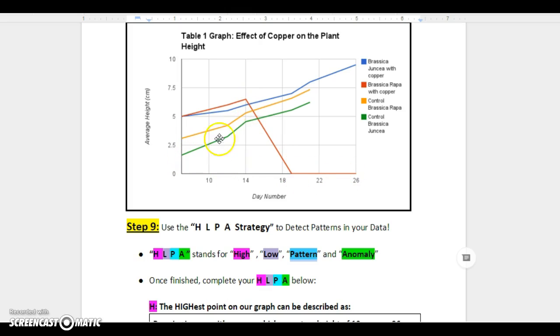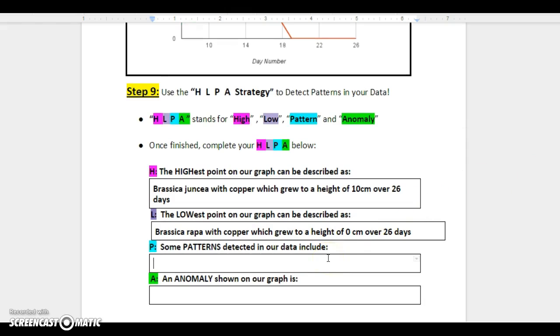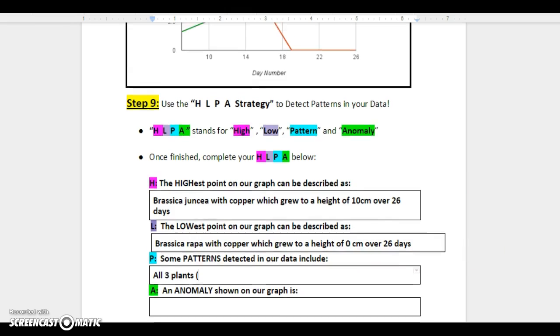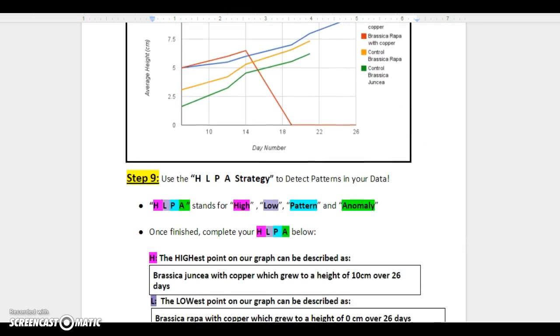So the pattern that we can detect here is that the blue, yellow, and green lines are increasing in height over the amount of days, whereas Brassica rapa with copper is decreasing in height over the amount of days. We can write that as a pattern by saying all 3 plants, which are our Brassica juncea with copper, Brassica rapa with copper, and control Brassica rapa.